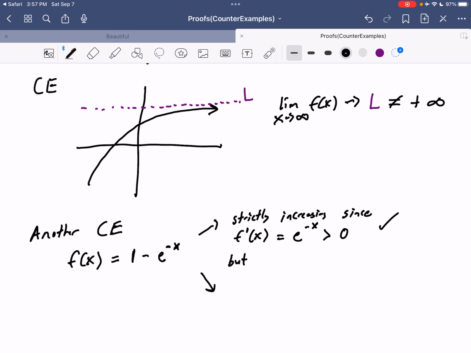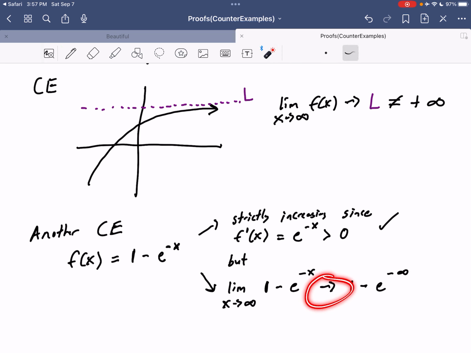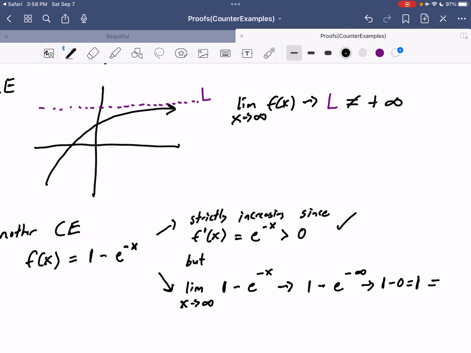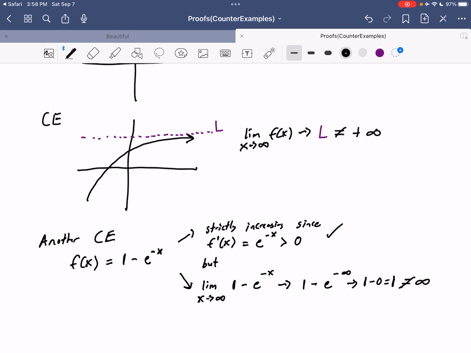But if we do the limit here, as x goes to infinity, of 1 minus e to the negative x, this approaches 1 minus e to the negative infinity. Remember, don't write any sort of equals here, because you're just approaching. You can't be equaling infinity or anything like that, but you can use that arrow to say it's approaching. That e to the negative infinity is going to be going very, very close to 0. As you put massive negative exponents into the exponential, it approaches 0. So this approaches 1 minus 0, which is equal to 1. We didn't need it to equal 1, but equaling 1 certainly doesn't equal infinity. And that tells us that we have achieved that.